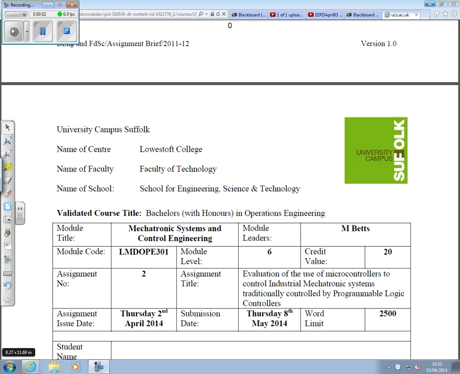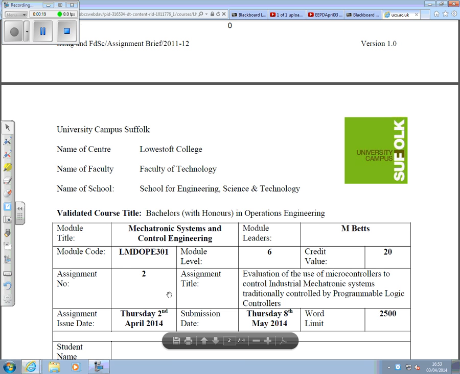Right, gents, I'm just going to talk you through what the requirements are for assignment 2. On the second page, we've got the obligatory information about handing in, etc. So this is assignment 2.